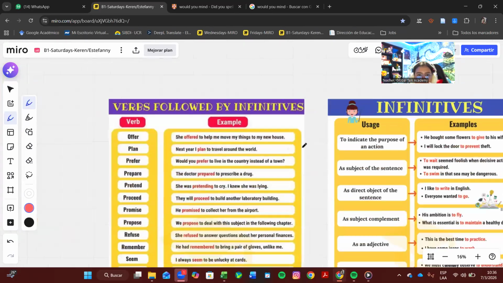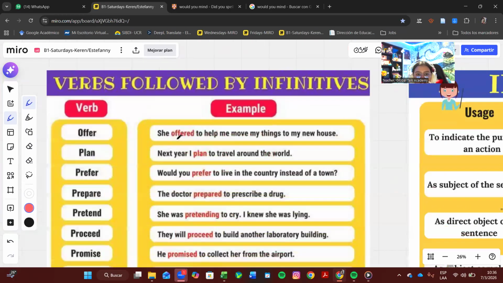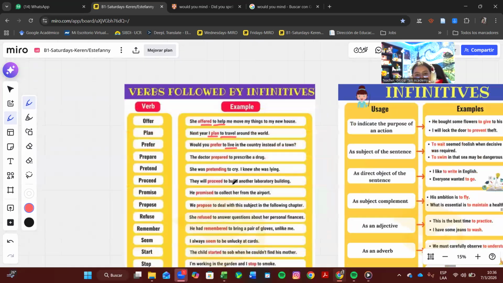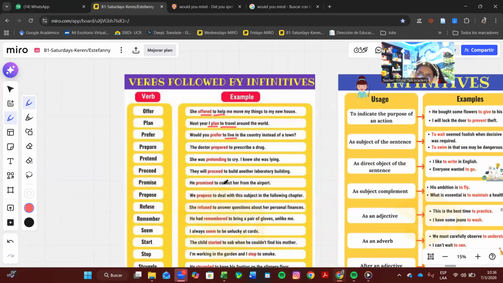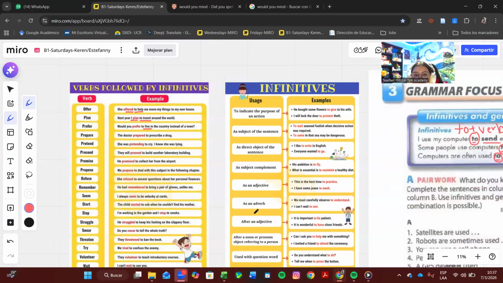So for example, here we have the infinitives: offer, plan, prefer, prepare, pretend. So she offered to help. Next year, I plan to travel. Would you prefer to live? Okay. So in this case, like the irregular verbs I mentioned before, you have to learn them, to study. With these verbs, you have to use the infinitive, and with these verbs, you have to use the gerund. We have a list here, but we have more, obviously, and also with the gerunds.